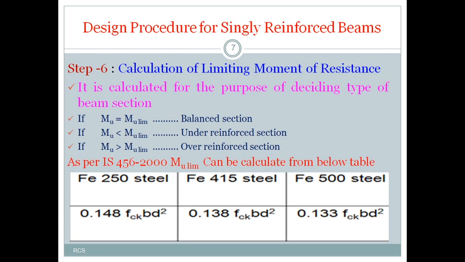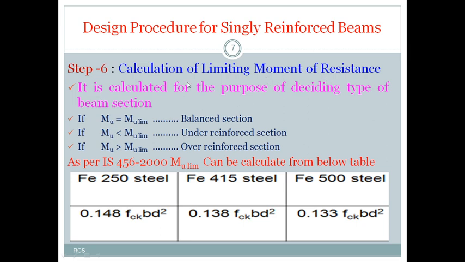So what do we mean by limiting moment of resistance? The limiting moment of resistance is nothing but the moment of resistance calculated with respect to the limiting depth of neutral axis. I can say that is the maximum depth of neutral axis, and if you calculate the moment of resistance according to that, then I can call it the limiting moment of resistance, or the maximum moment of resistance, or ultimate moment of resistance. Right?